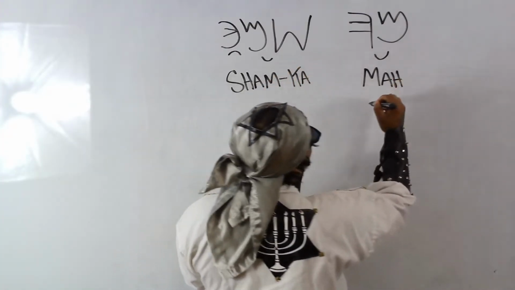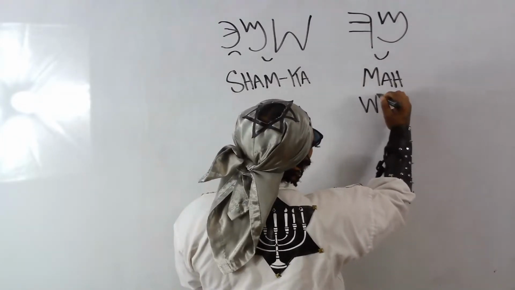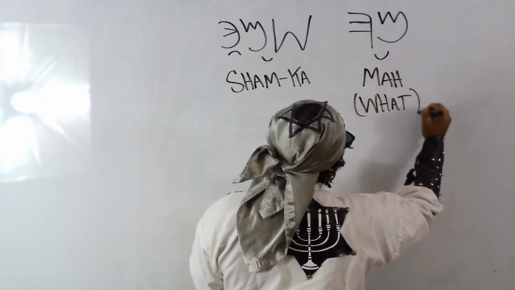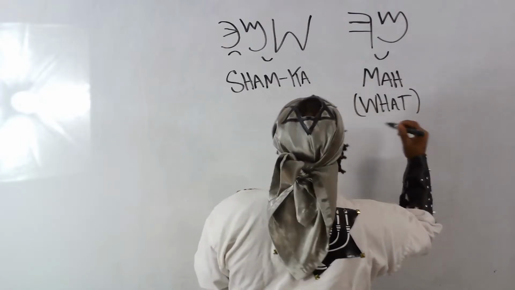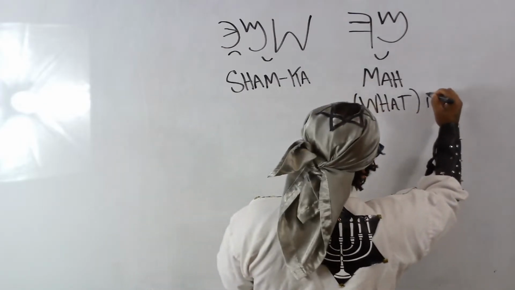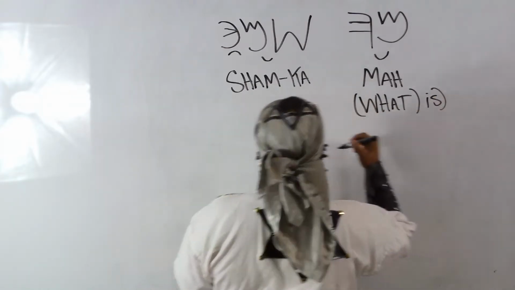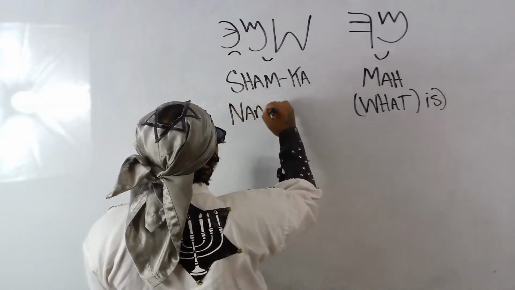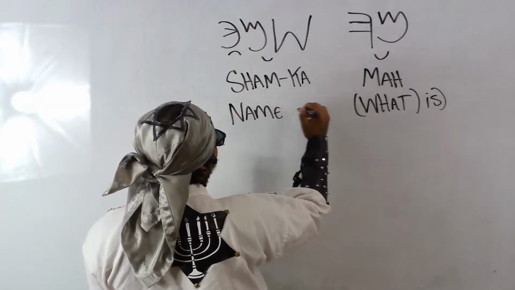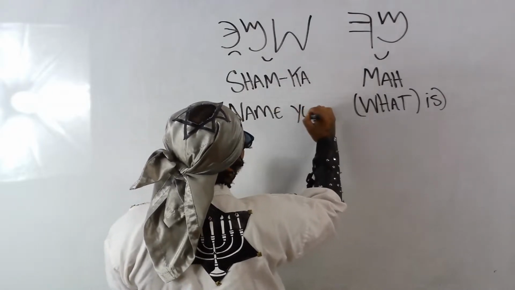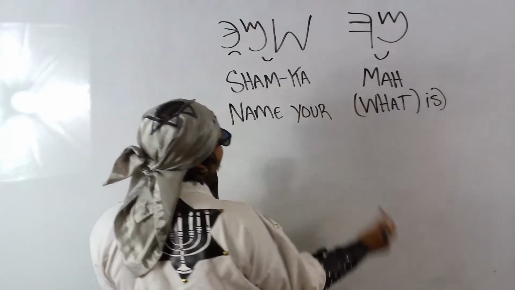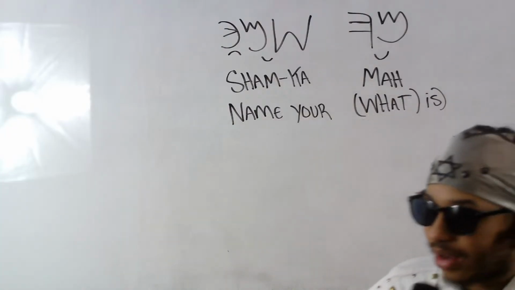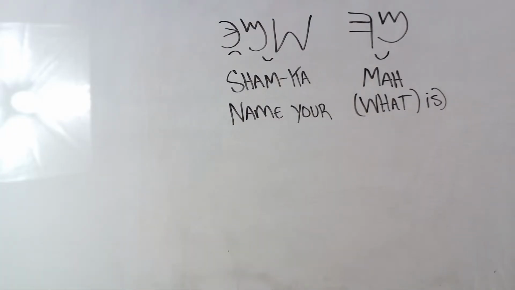So now, Ma, as you know, is what or how. I believe I said that before. It's how or what. You're saying, what's your name or what is, right? What is? Name, your. Name with the possessive pronoun at the end, your. What's your name? What is your name? All right. You saying, what's your name?